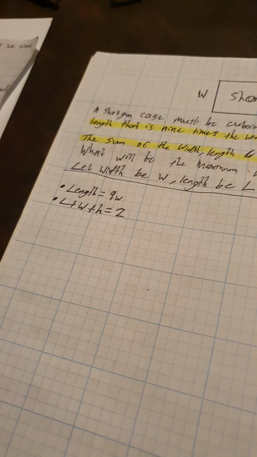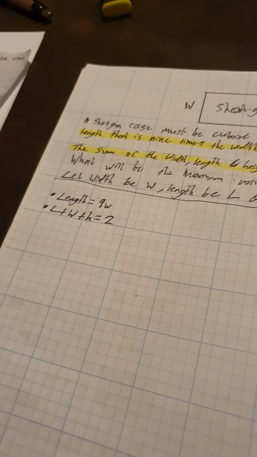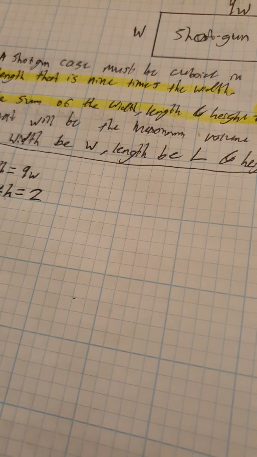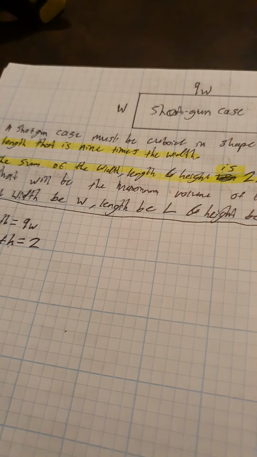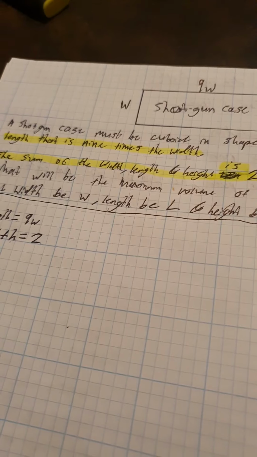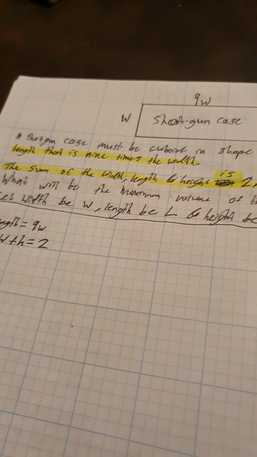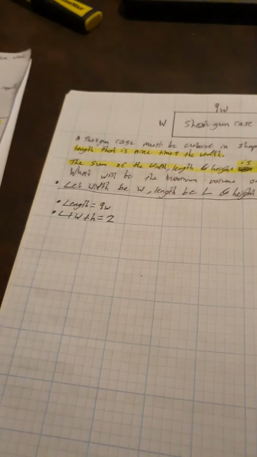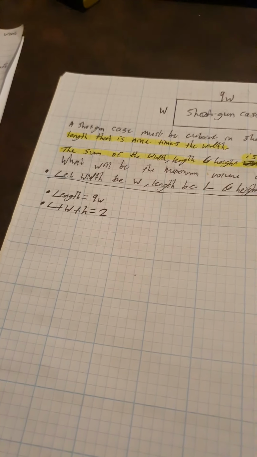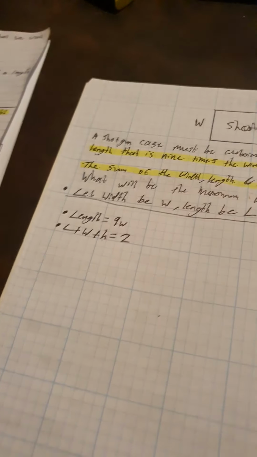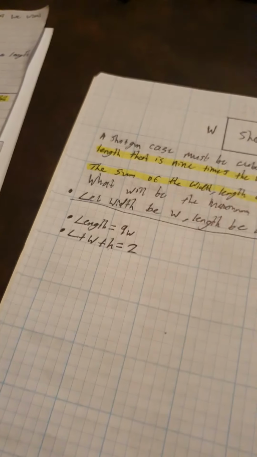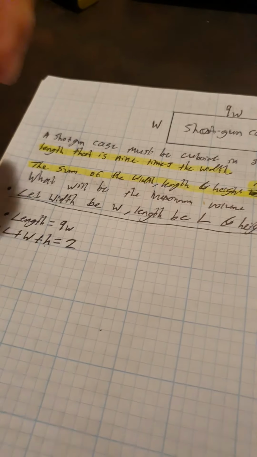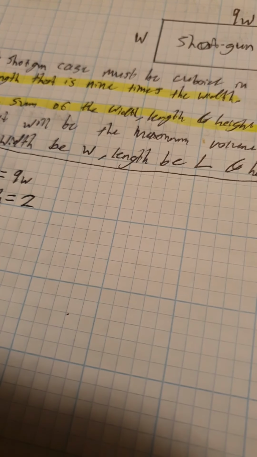Now we want to know what will be the maximum volume of this case. So here we go, we're going to continue doing our maths. Right, so we've got length equals 9W, and we've got the sum of the length, width, and height. Cool, so let's move on. Now we're going to create another equation, because we know length equals 9W, we can substitute L.